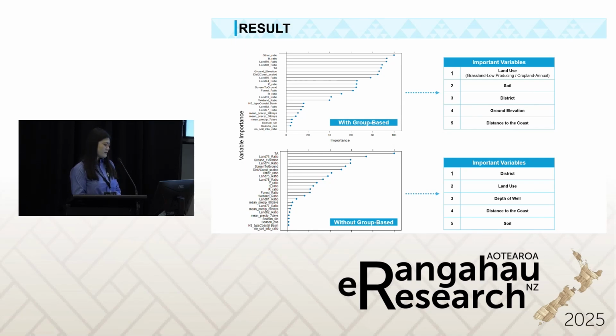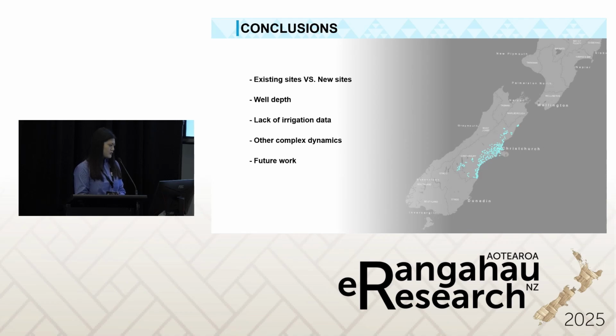And when group-based resampling is not used, the district becomes the most important variable. That means the model is relying a lot on the locations of the wells to make predictions, which contributes to the improved performance. So in general, our method is effective in learning about the existing sites and making predictions for the existing sites. But it can be challenging for the model to generalize to future unseen sites.